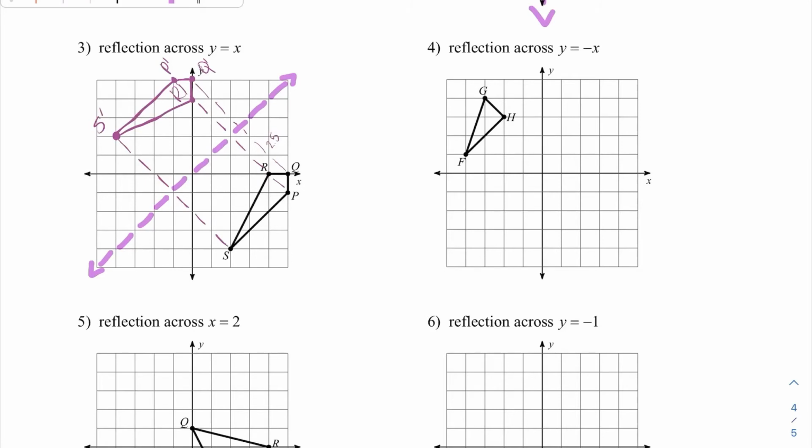Counting boxes diagonally is a bit trickier than when we go left or right and up or down. So remember, you can always use the rule. The rule for the reflection across the line y equals x is x comma y changes to y comma x. All that means we need to do is switch the order of x and y. So let's go ahead and see how this would look by using the rule.